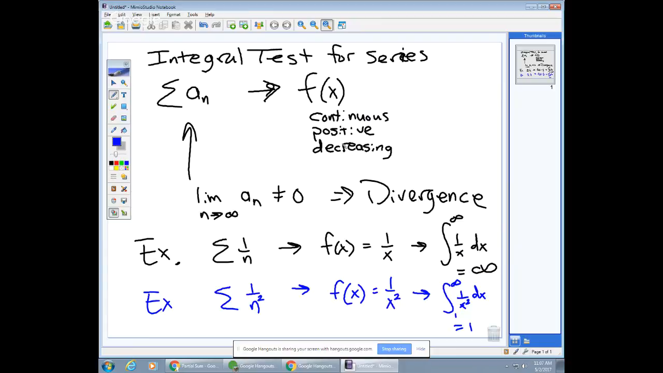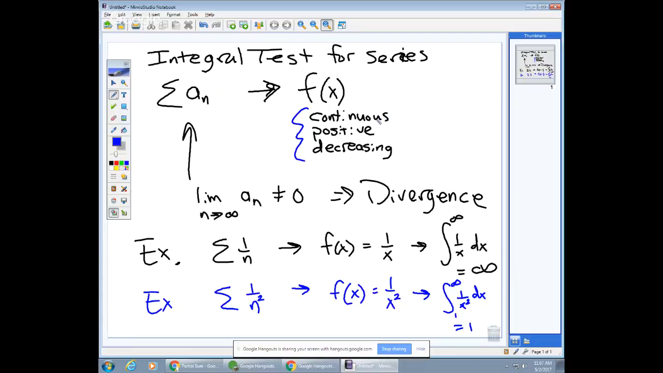So I'm giving some examples relating back to these ideas right here. Whatever a sub n is, we rewrite it with x. That needs to be a continuous function, needs to be a positive function, and it needs to be decreasing. If it's not positive and decreasing, then we're not going to have this to be true, which means it's going to diverge, so why bother?